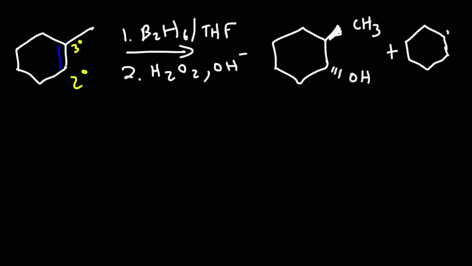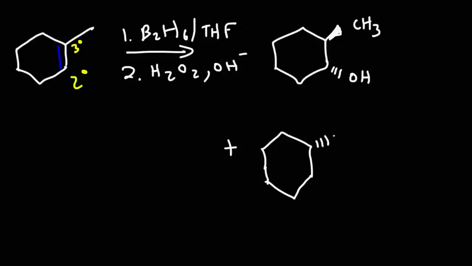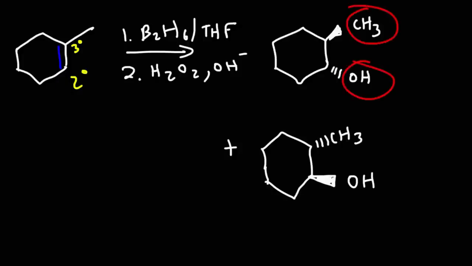So if the methyl group is in the back, and I'm running out of space, so let's put this somewhere else. If the methyl group is in the back, the hydroxyl group will be in the front. Now, if you just look at this the way it is, you may think this appears to be anti-addition because the methyl and the OH group seem to be on opposite sides rather than on the same side.